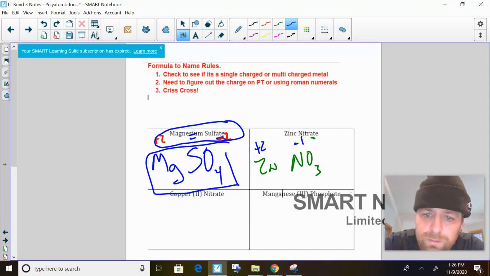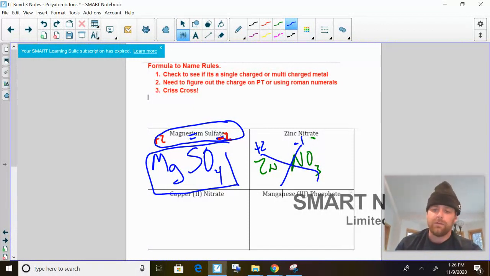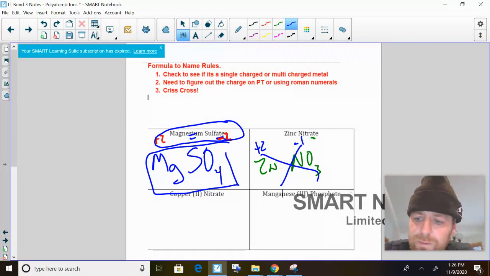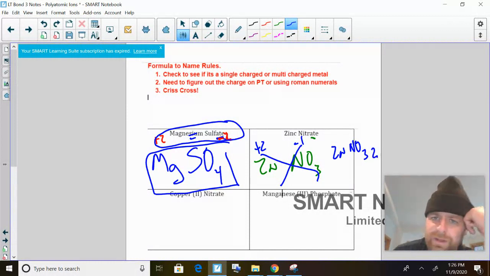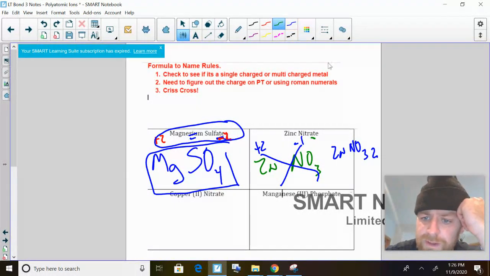They're not equal, so I crisscross them. Crisscross. All right, and this is where it gets a little tricky. If you crisscross them, here's what you are going to get: Zn, NO3, and then 2. Well, that doesn't really look right, because I don't have 32 oxygens. That'd just be weird. So what we need to include is parentheses, right?